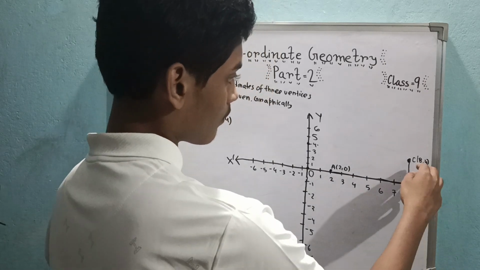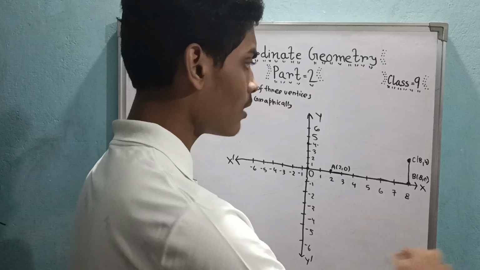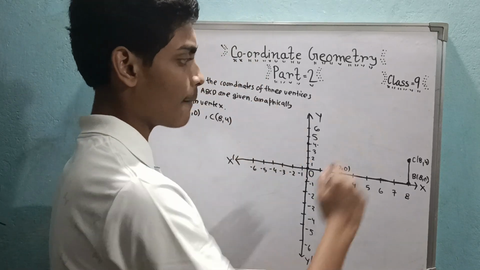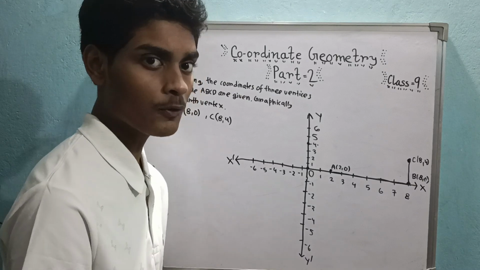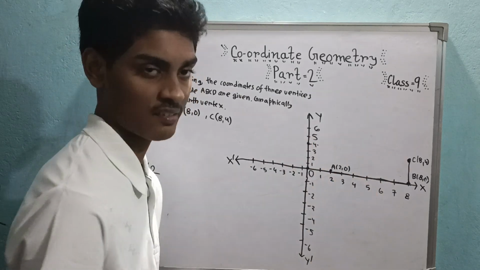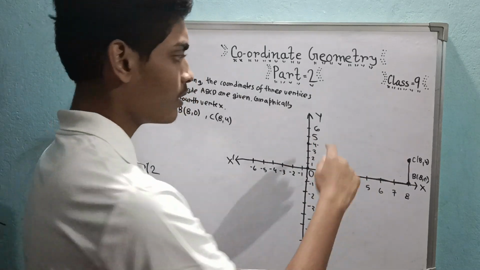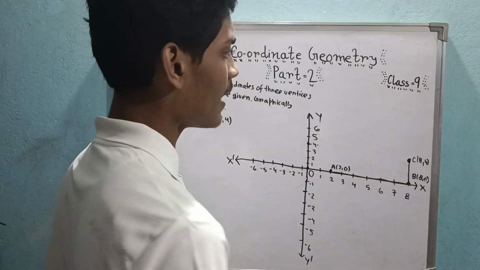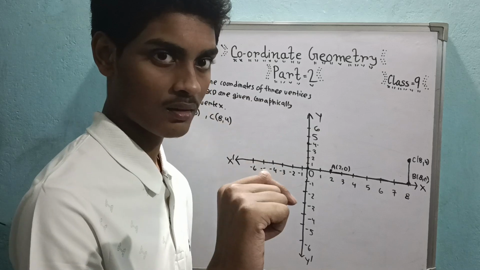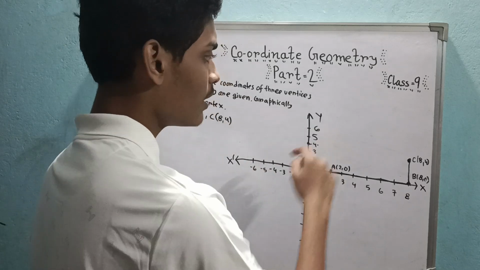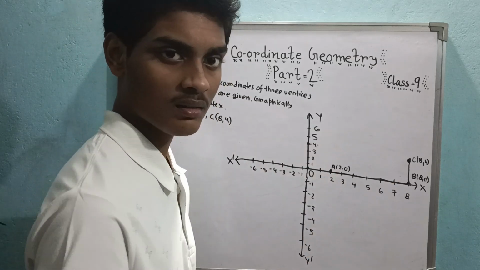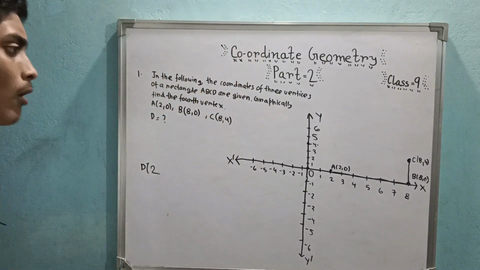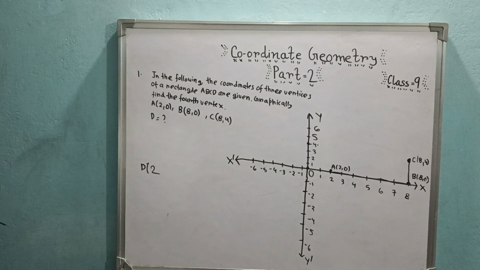Similarly, see, CD is also parallel to the x-axis. So we are concerned with their abscissa, the number of units between their abscissas. Then D's abscissa will be what? The distance between the abscissas of C and D should be 6 units, right? So D should be equal to 8 minus 6, right? That is these two.